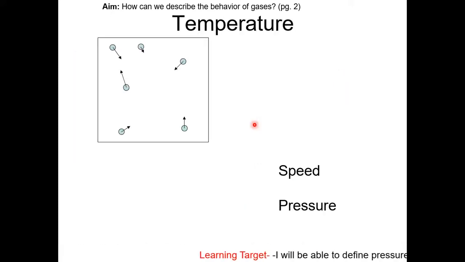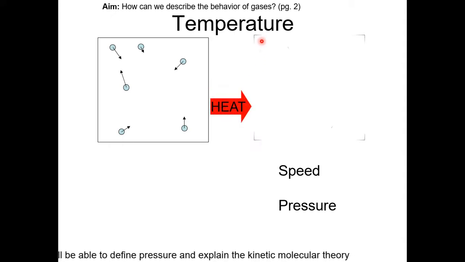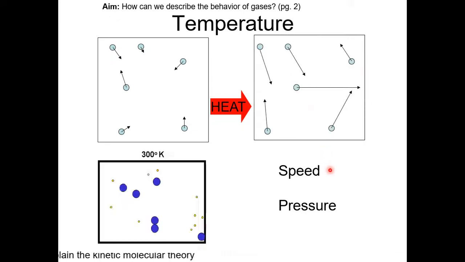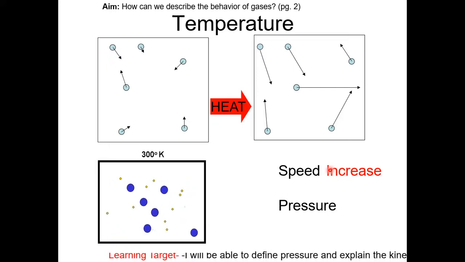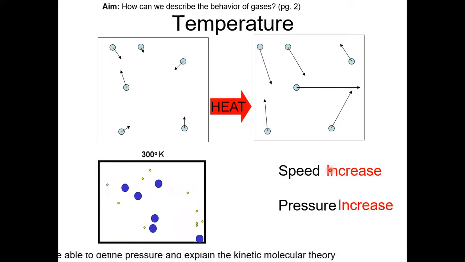In the next scenario, we will be increasing the temperature by adding heat. By adding heat, the particles will move faster. Therefore, the speed of the particles will increase. The pressure will also increase because the particles will be hitting the walls more often at a greater force.